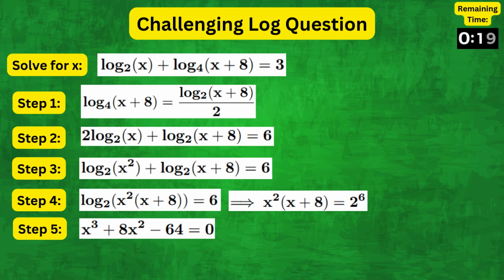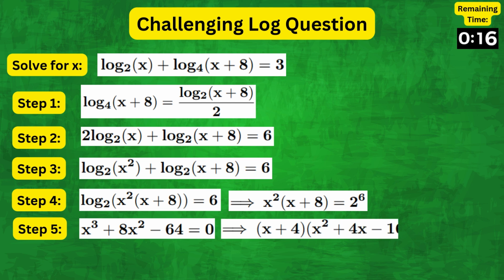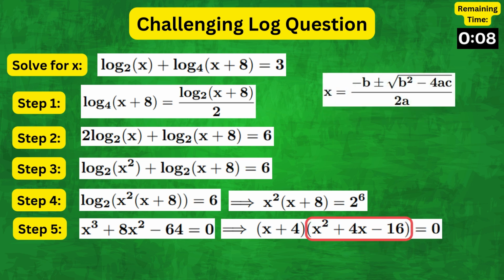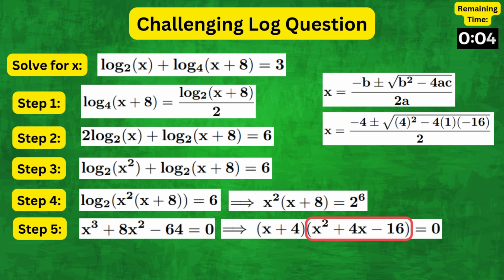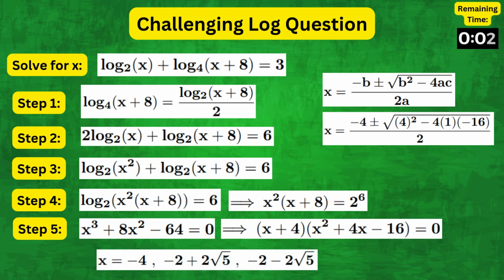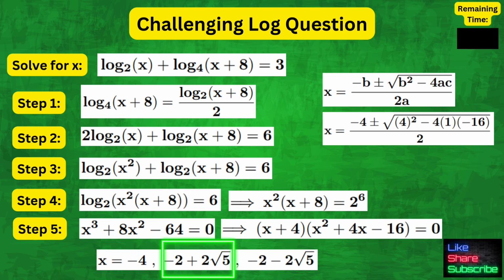And therefore, the cubic can be factorized as x plus 4 times x squared plus 4x minus 16 equals 0. On the second bracket, using the quadratic formula, with a equals 1, b equals 4, and c equals minus 16, we get these roots. And since x has to be positive, therefore, x equals minus 2 plus 2 root 5 is the answer.